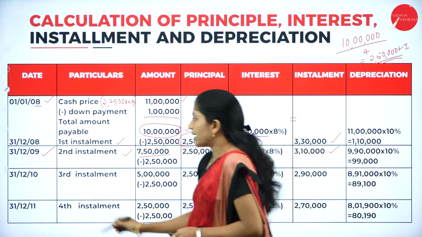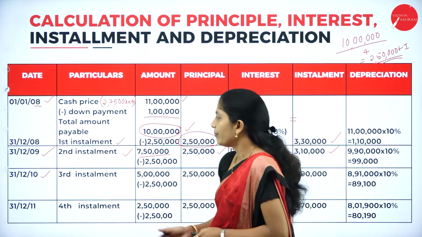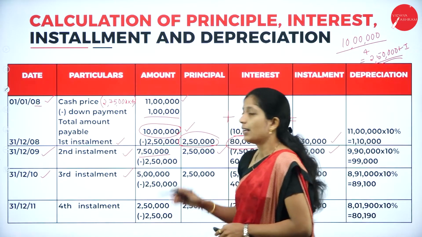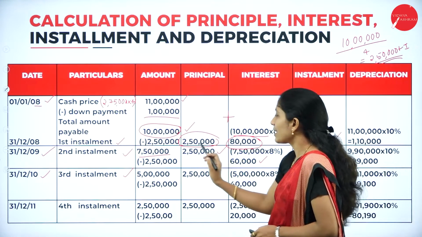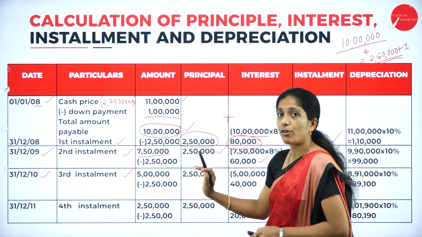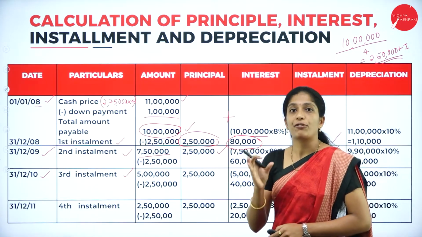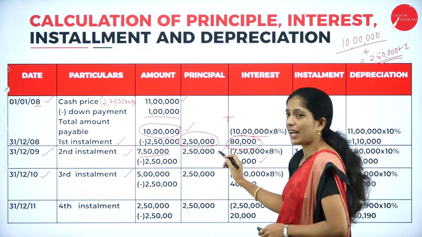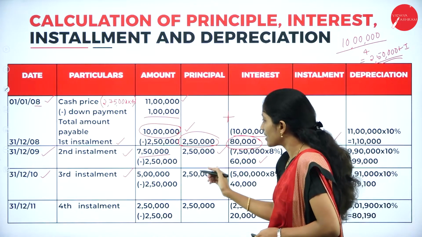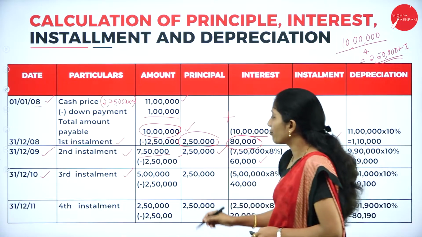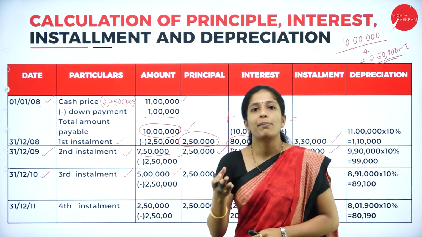Now come to the third year. The third installment is payable on 31st December 2010. Now what you have to do? We have to minus. For the third year, what is the amount remaining? For the second year, the amount payable was 7,50,000, minus we have paid 2,50,000, right? So 7,50,000 minus this 2,50,000, we'll get 5 lakh. So in the third year, the amount payable is 5 lakh.